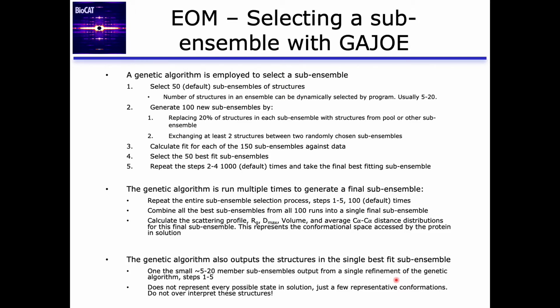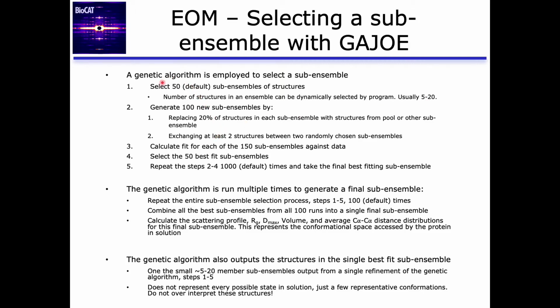So that's the model generation. Now I want to talk about how we select an ensemble using this genetic algorithm. So it proceeds like this. You start out by selecting 50 sub-ensembles of structures. This is the first step of the algorithm. And this is just done randomly. The number of structures in each sub-ensemble is dynamically selected by the program. Usually it's about 50 to 20.